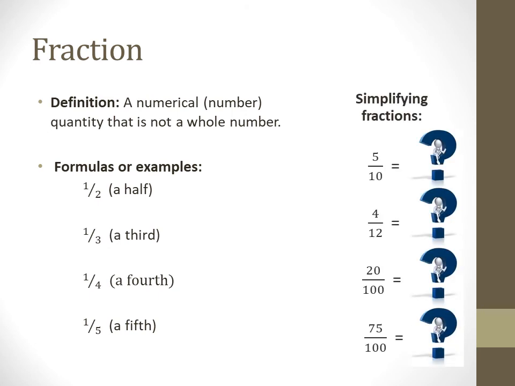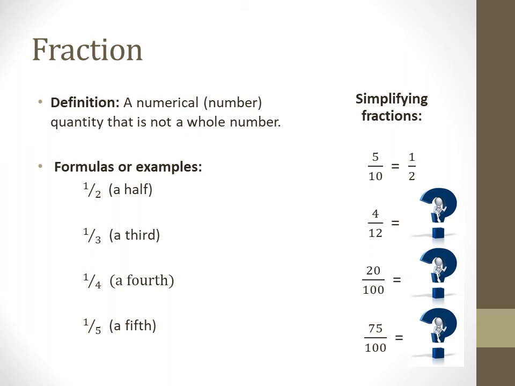Now, the other thing is, we are able to simplify fractions, and this is really important. So we simplify them by finding essentially a smaller number out of them. So if we look at 5 over 10, how could we simplify that? Well, 1/2. 5 out of 10 is a half. So we can simplify that by saying 1 over 2, a half.